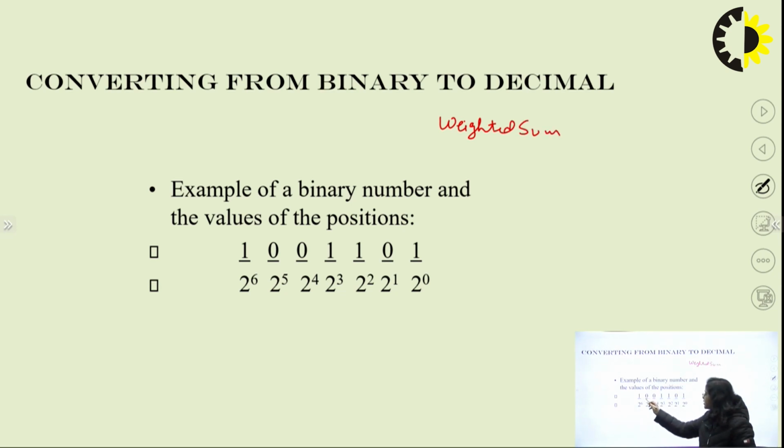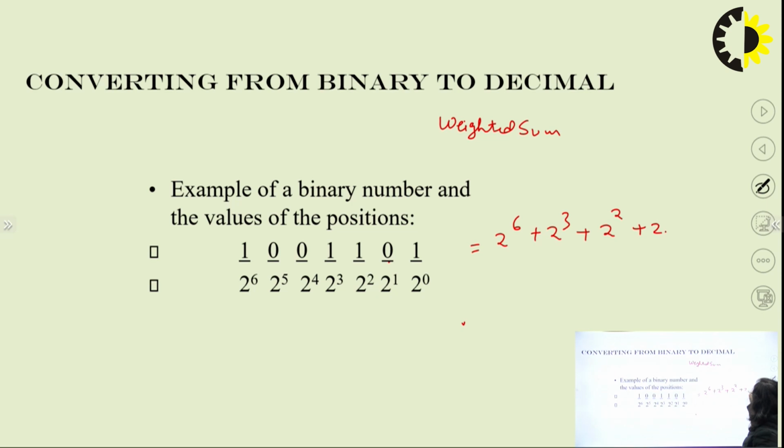For example, if the given number is this, then its weights are 2 to the power 0, 1, 2, 3, 4, 5, 6. So the value will be 2 to the power 6 plus 2 to the power 3 plus 2 to the power 2 plus 2 to the power 0. 2 to the power 6 is 64, plus 8 plus 4 plus 1, that is 77.